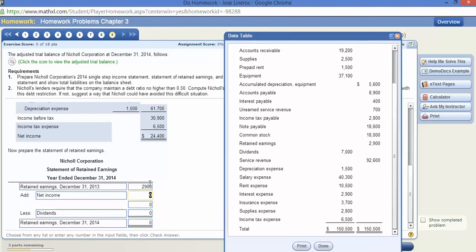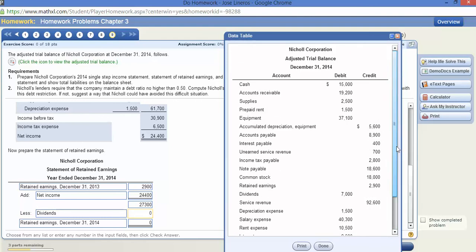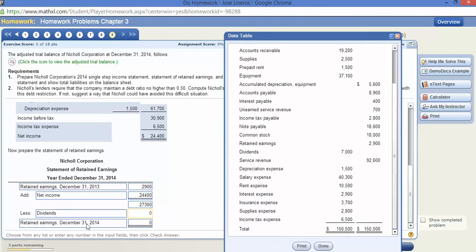And then we have net income. It's right here on top, so you can just pull it down, 24,400. That gives you a total of 27,300. That just happens to be beginning retained earnings plus net income. And then your dividends, you pull right off the trial balance here. If you look here, you will see dividends right here of 7,000. When you take beginning retained earnings here, 2,900 plus net income, minus dividends of 7,000, you come up with 20,300.